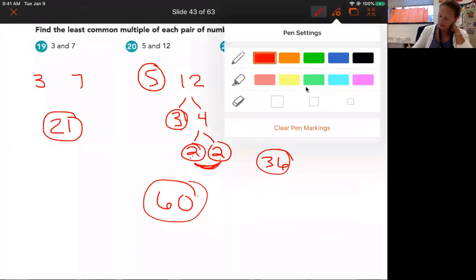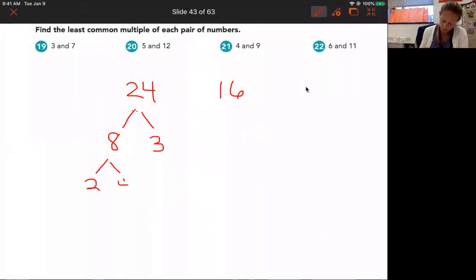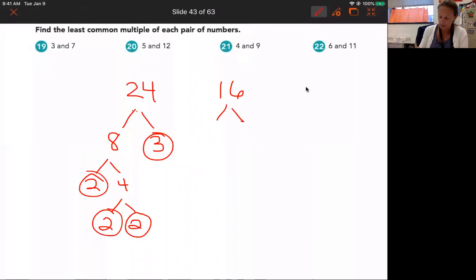I'm going to skip that last example, and I'm going to give you a better example because they didn't give great numbers here. Let's pick a number like, let's do 24, and let's do 16. And let's figure out what my least common multiple would be. So we're going to break down 24. Let's do 8 times 3, 2 times 4, 2 times 2. So I did my prime factorization for 24. And now you're going to do your prime factorization for 16.